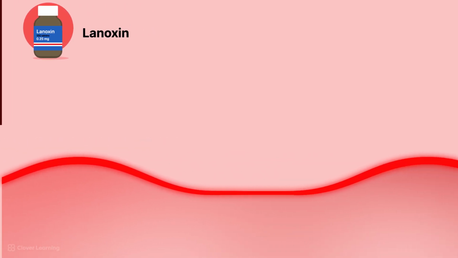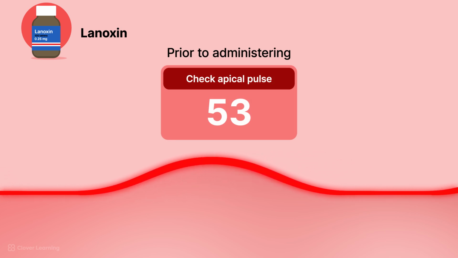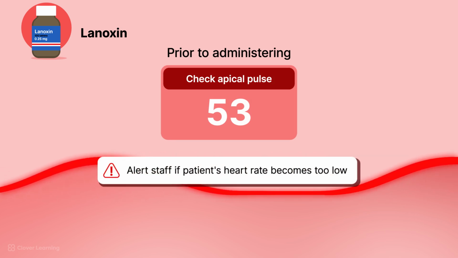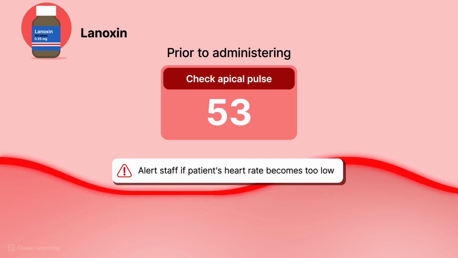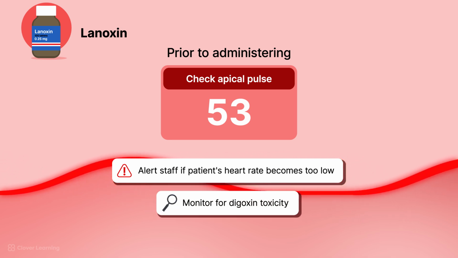Because cardiac glycosides impact heart rate, it is important to monitor apical pulse when administering Lanoxin and alert the appropriate staff if the patient's heart rate becomes too low. It is also important to monitor therapeutic lab values and digoxin toxicity.